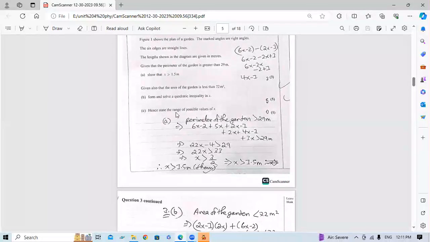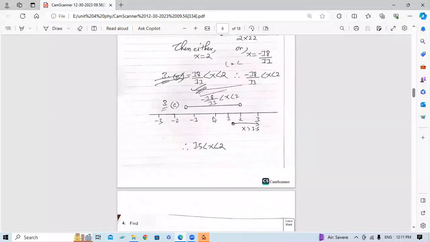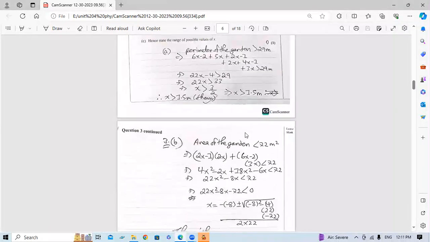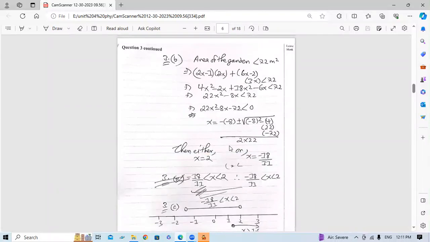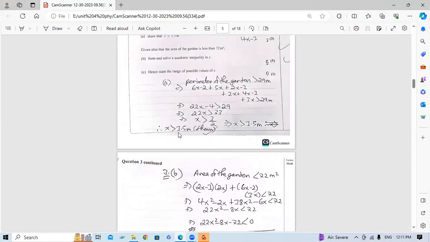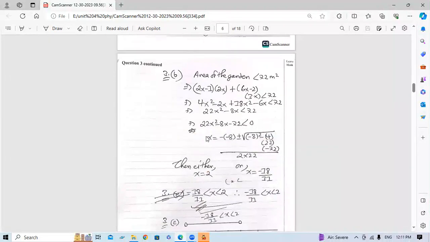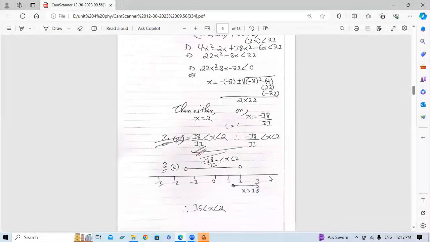And in number C, it has been asked to state the range of possible values of x. The range of possible values of x would be, you can just use a number line like this. In 3A, we had the answer x is greater than 1.5 meters, and in 3B, it has been given that minus 18 by 11 is less than x less than 2.